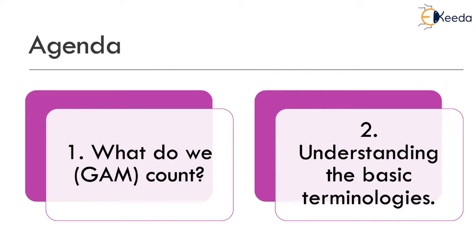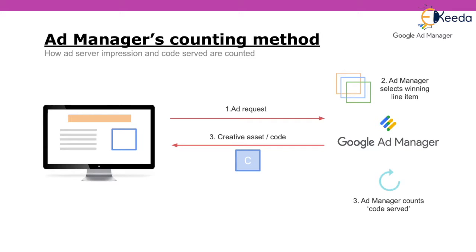A click is when an ad is shown in the user's browser and the user clicks on the ad, and the ad can take him to a different landing page, or the product landing page of the ad that was actually shown to the user. Now let's begin by understanding how ad server impressions and code served are counted.